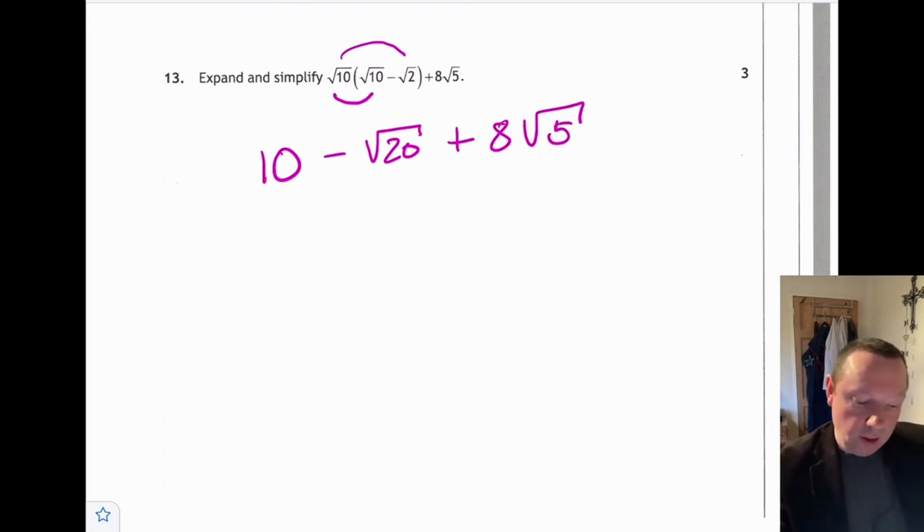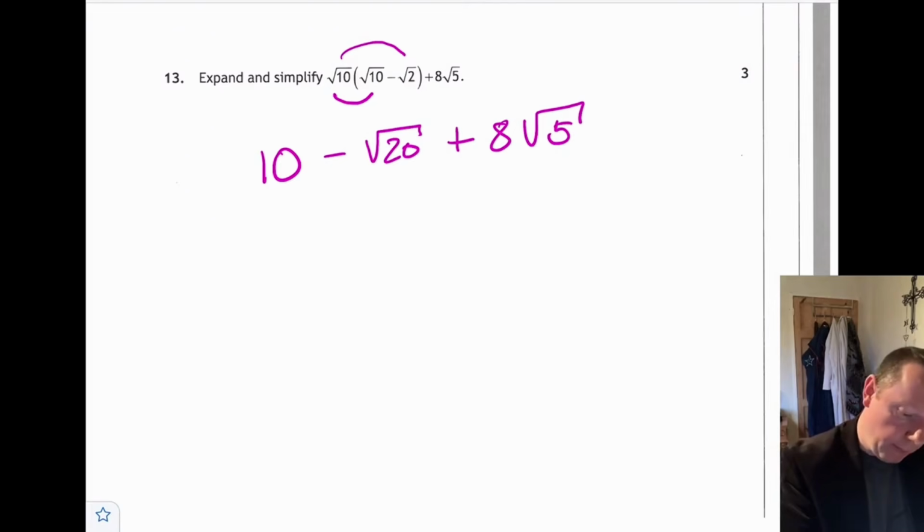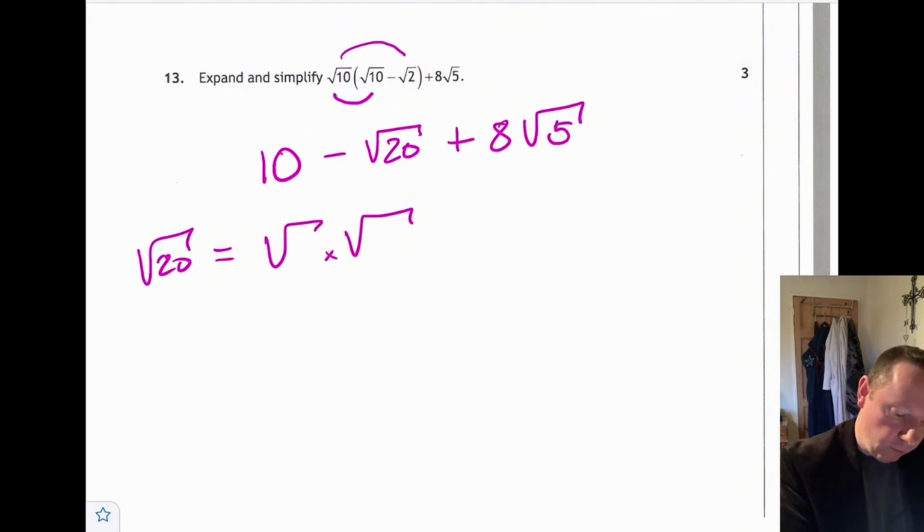So at this point, we need to check if root 20 can be simplified as a surd. We're looking for two numbers that go into 20. One's a square number. Hopefully it'll be 4. Let's just check. Root 20 equals root 4 times root 5. Well, 4 is a square number, so that gives me 2 for the square root of 4, root 5.